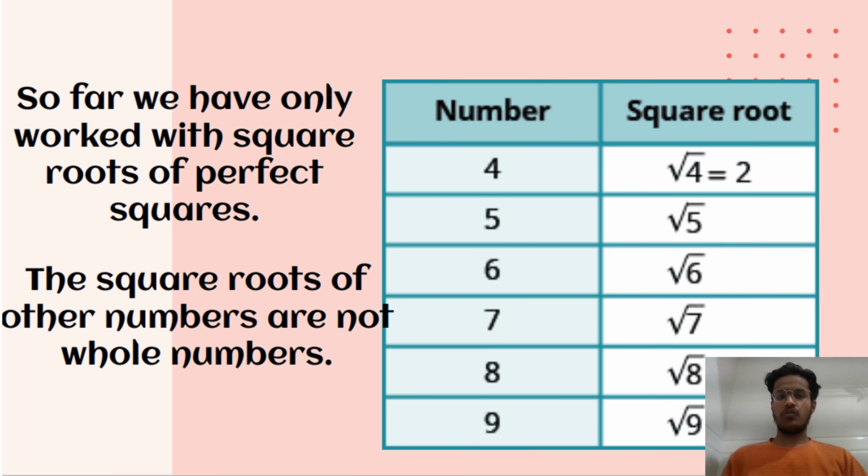Next one is, so far we have only worked with square roots of perfect squares. We can see here in this tabular column the numbers and square roots. The square root of number 4 is 2 and square root of 5 is 2.2 something like that, and 6 is 2.4 and 7 is 2.6 and 8 is 2 root 2, nothing but 2.8, and the square root of 9 is 3. The square roots of other numbers are not whole numbers.